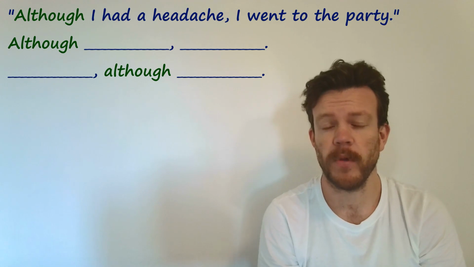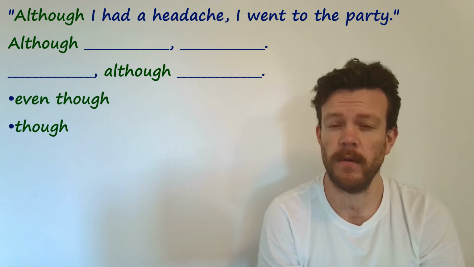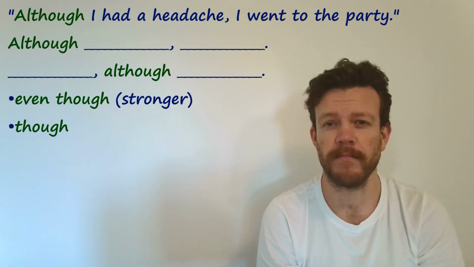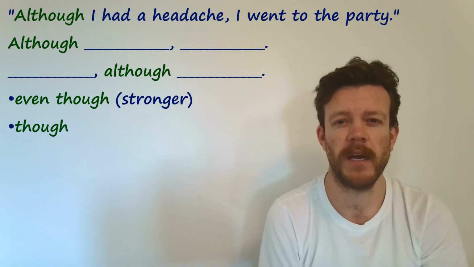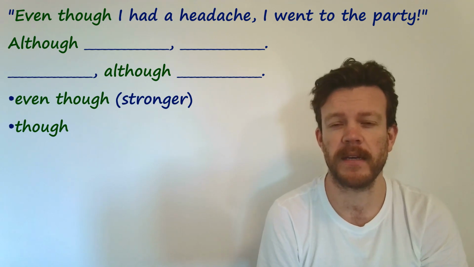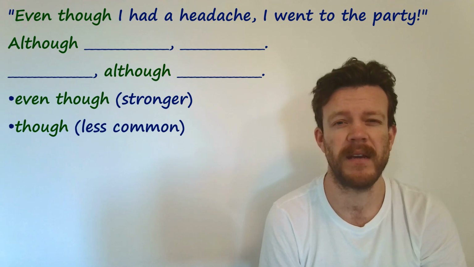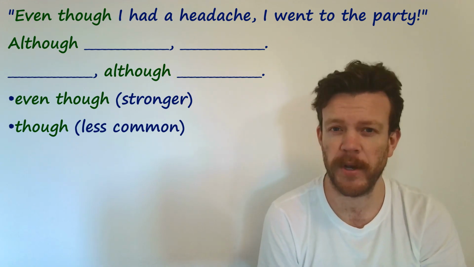Instead of although, we can also use even though or though. Even though has the same meaning, but it's stronger language. Even though I had a headache, I went to the party. Though also has the same meaning, I would just say it's less common. Generally though, I don't really see many problems when people use although or even though. The mistakes almost always happen when people try to use despite.